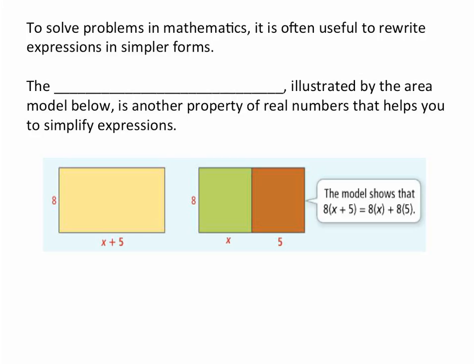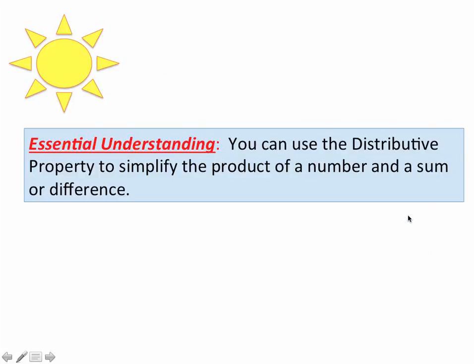To solve problems in mathematics, it's often useful to rewrite expressions in simpler forms. We've already looked at doing stuff like that. The distributive property illustrated by this area model below is another property of real numbers that helps us to simplify expressions. What it shows me is that 8 times the quantity x plus 5, I could break apart into 8 times x and 8 times 5. So the model shows me that 8 times the quantity x plus 5 is the same as 8 times x and 8 times 5 added together. That's what the distributive property is all about.